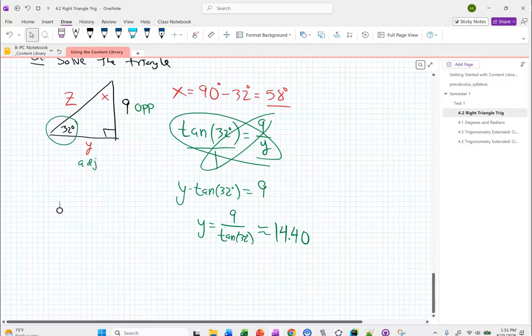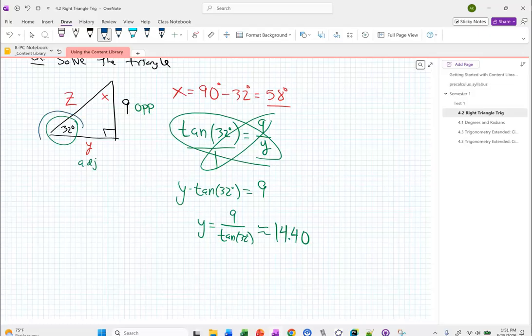Now we've got to find z. To do this, I'm going to start very similarly. I'm going to choose again to use the angle that I'm given. I'm going to choose again to use the side that I'm given. But this time I want to solve for side z, which is the hypotenuse. So I need opposite and hypotenuse. The trig function I should be using is sine. So I'll write the equation sine 32 equals opposite over hypotenuse.